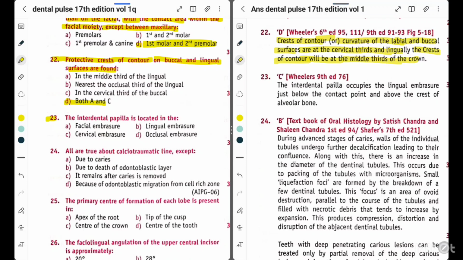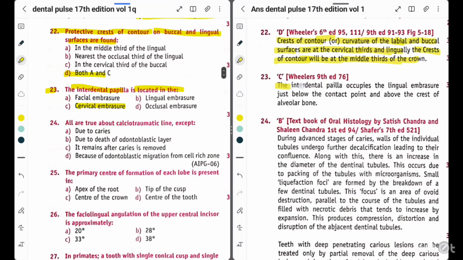Question 23. The interdental papilla is located in the option A, facial embrasure. Option B, lingual embrasure. Option C, cervical embrasure. Option D, occlusal embrasure. So its answer is option C, cervical embrasure. The interdental papilla occupies the lingual embrasure just below the contact point and above the crest of the alveolar bone.